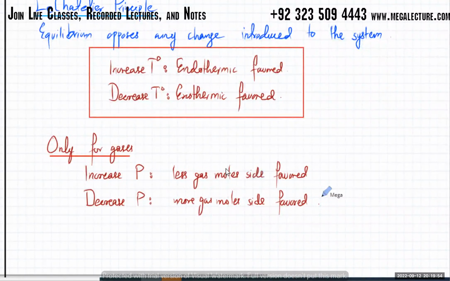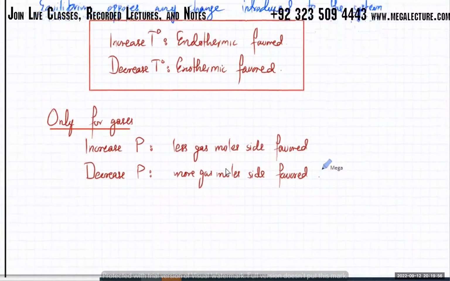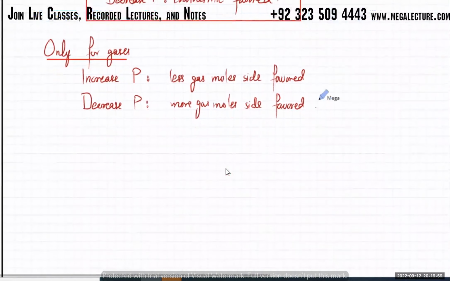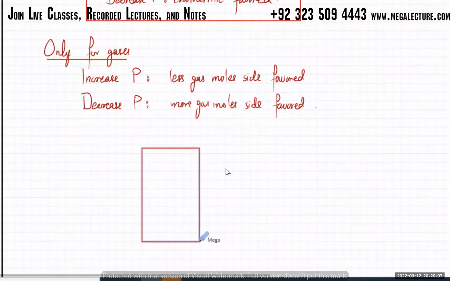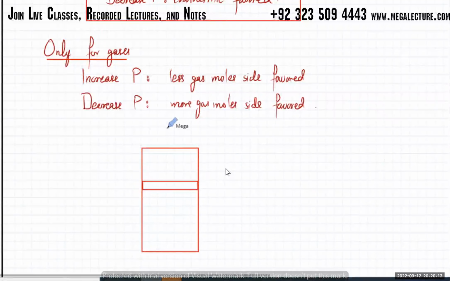So this one only applies to gases. Okay? I'll explain what happens over here. Same reaction. So I've got pressure increase and pressure decrease, right? I've got a container with a movable piston. That movable piston is going to be used to increase and decrease pressure.